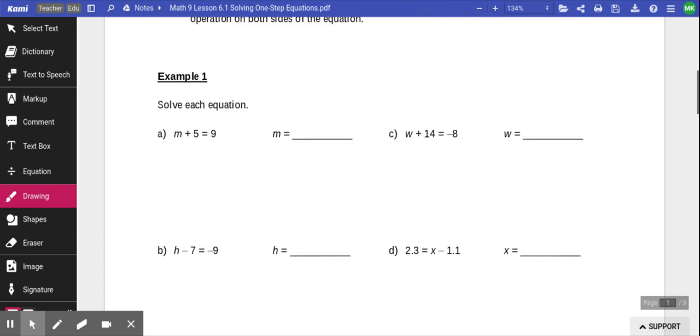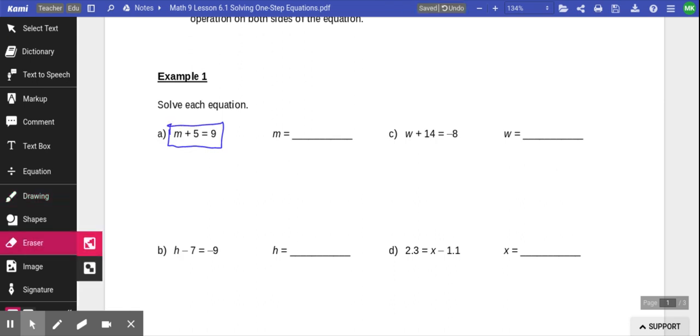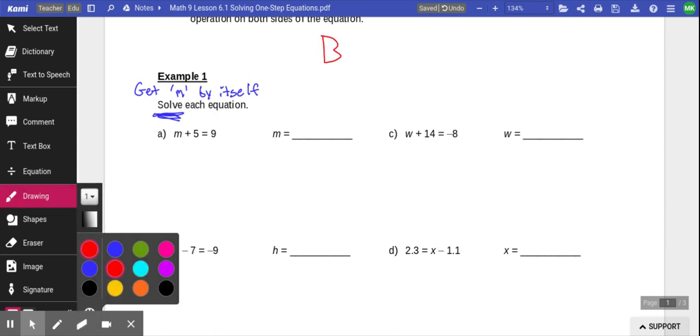So for instance, if we look at this first question right here, I have an equation. I know it's an equation because there's an equal sign. I want to solve that equation. To solve means to get m, in this case, by itself, so that I actually have a value for m. Our strategy for getting a letter by itself is to do BEDMAS, but in reverse. And then we're going to do something else called opposite operations.